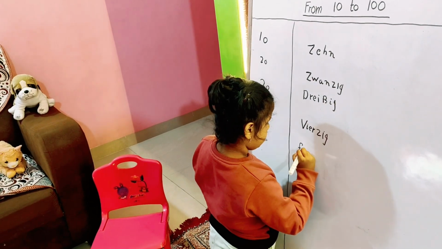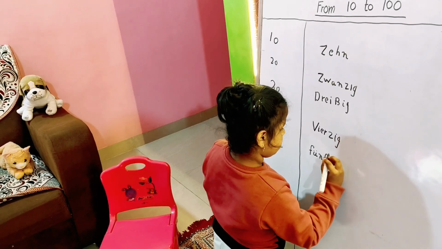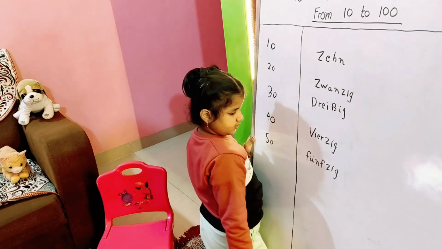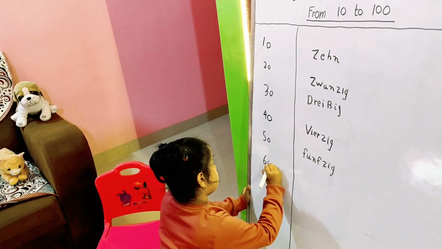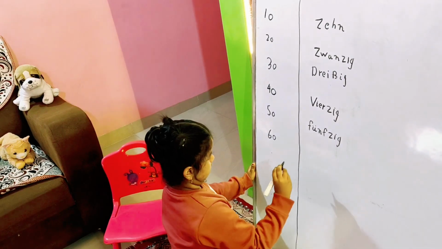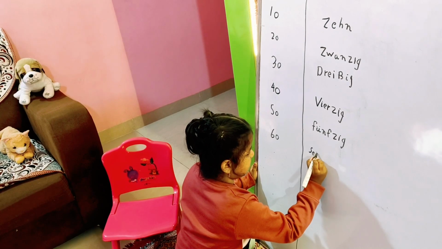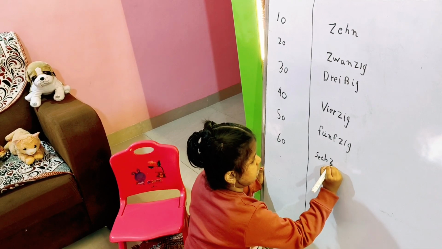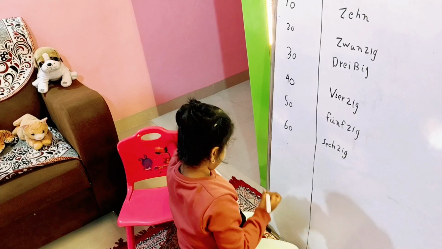Now 50, fünfzig. F-Ü-N-F, Z-I-G. Next number, 60. What will we say? Sechzig. S-E-C-H-S, then Z-I-G. That's it. Sechzig.